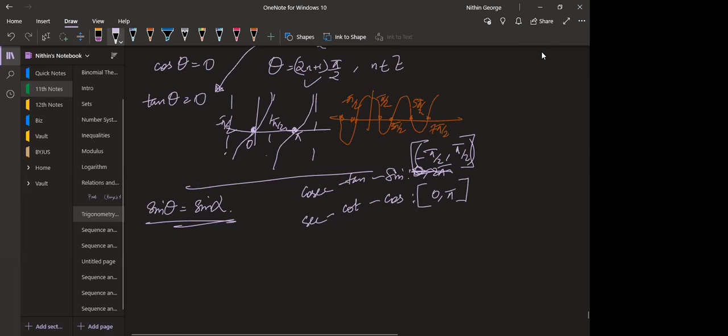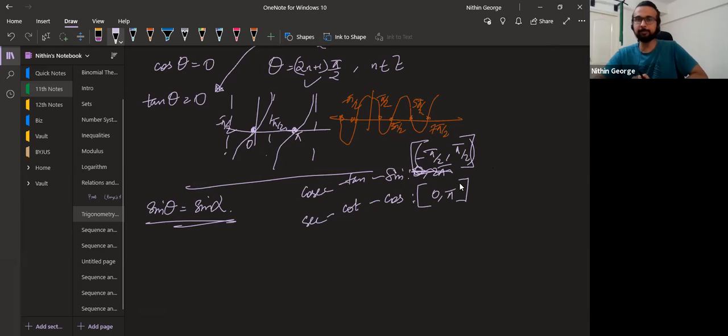Understood. All right. So we have cos x, cot x, and sec x between 0 and pi. So that is the first and second quadrant. In the first quadrant, sec, cot, cos will be positive. In the second quadrant, sec, cos, cot will be negative. All right. So these are the principal value ranges.